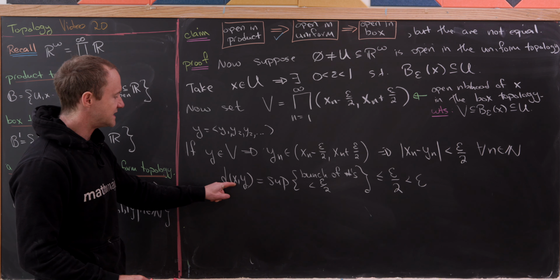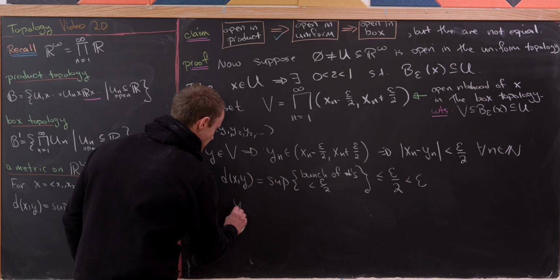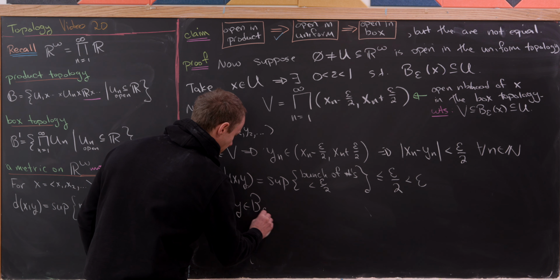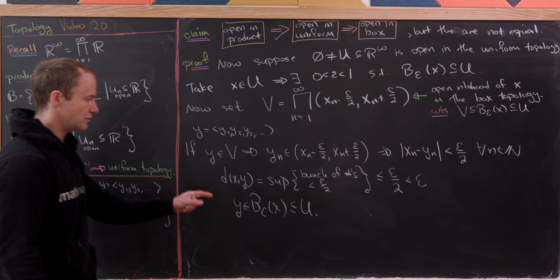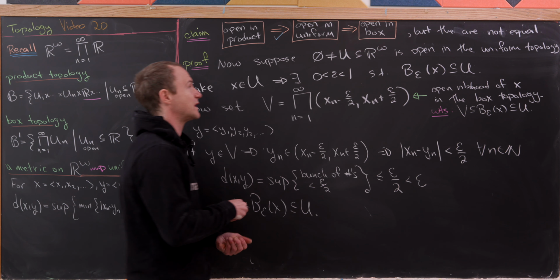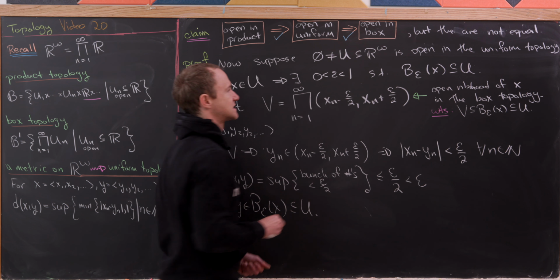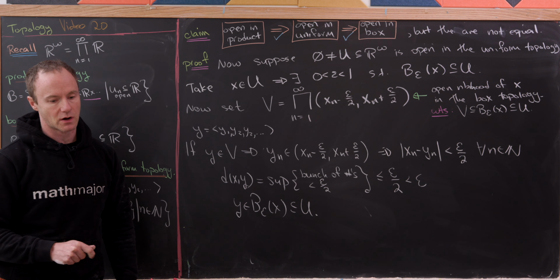But notice, the distance between x and y being strictly less than epsilon means that y is in the ball of radius epsilon centered at x, which is a subset of U. But this is exactly what we needed to show that, yes, we were open in the box topology. Now what we'll do is show that none of these topologies are equal.